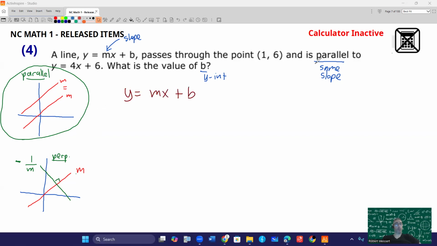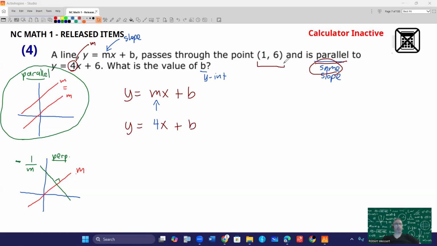Now, because they are parallel, they have to have the same slope, and we know that our slope right here is going to be 4. So we can substitute 4 in for m right there. Now, everything around it will stay the same. Well, how do we get b?